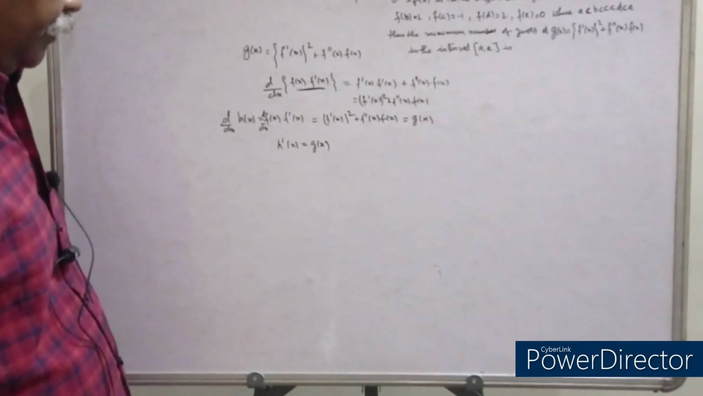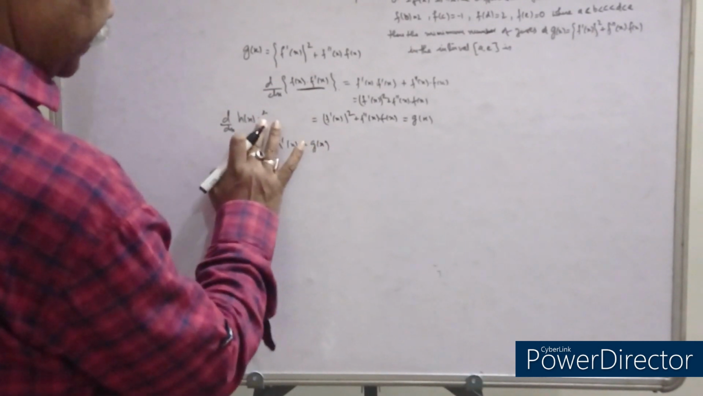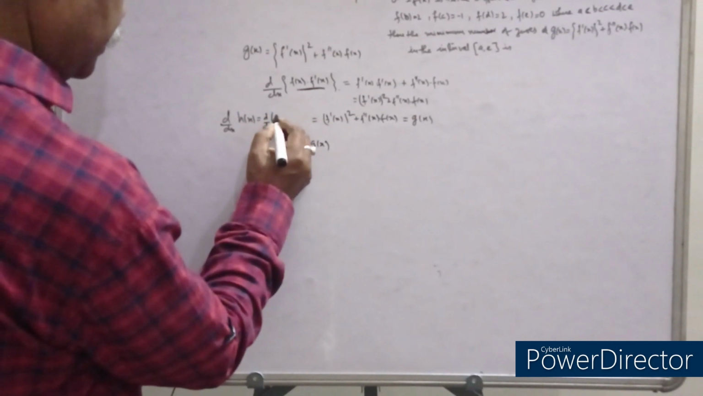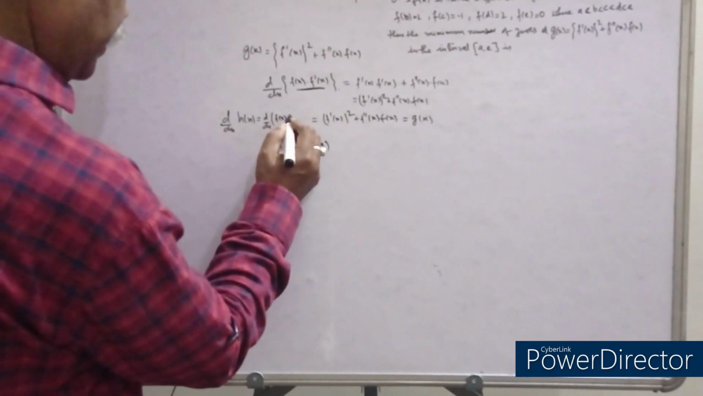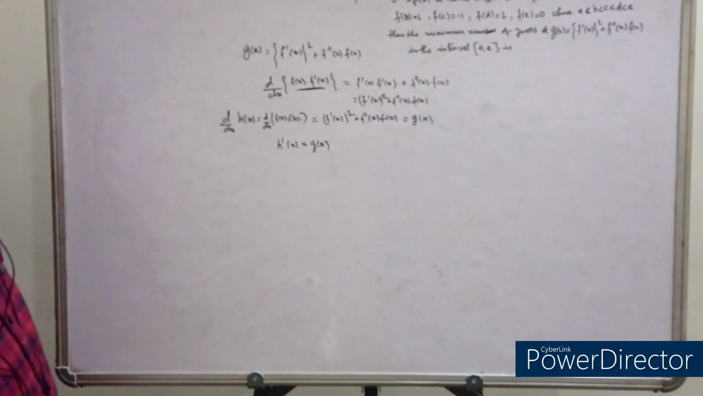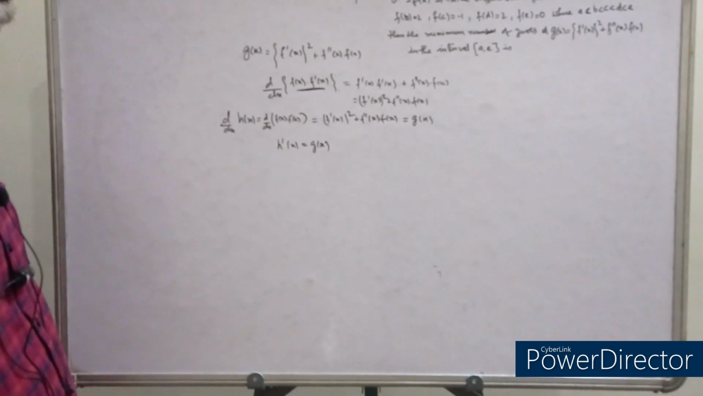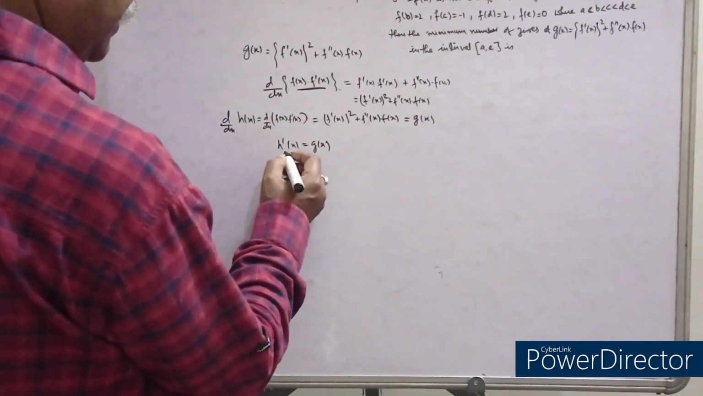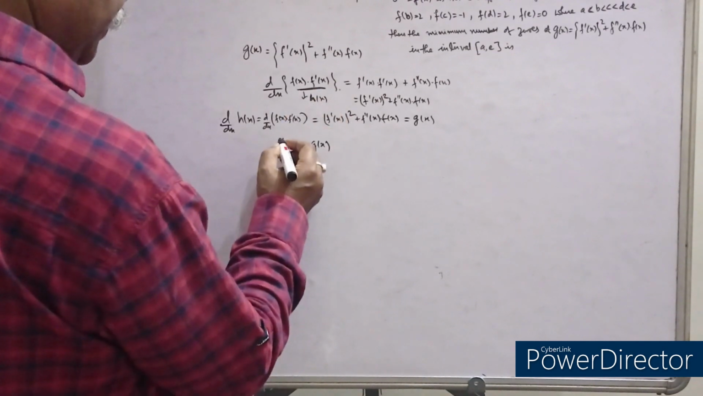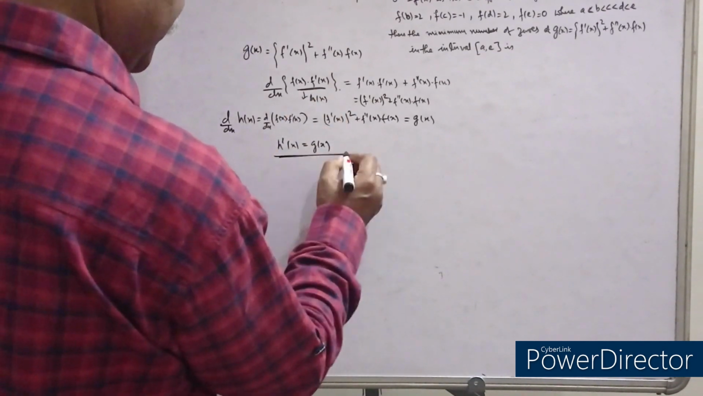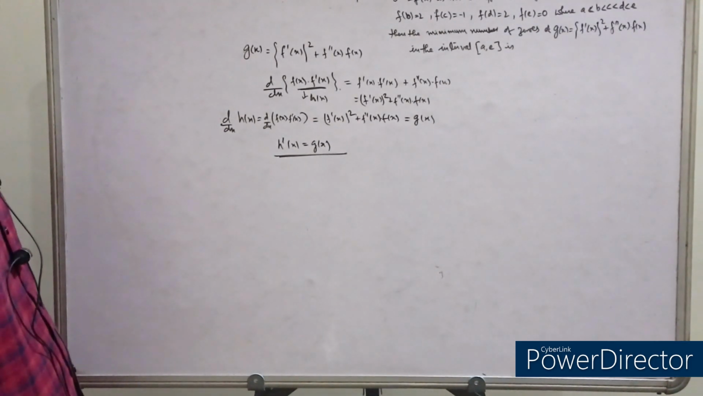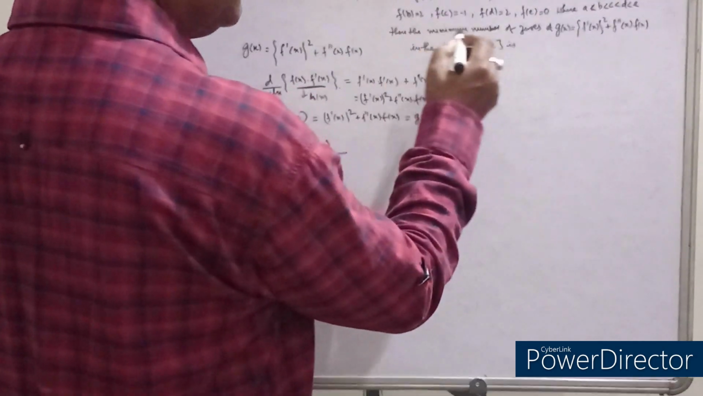So let me write it like this: d/dx of f(x) f'(x), the derivative of this, gives you g(x). I have considered this function as h(x), so here h'(x) is equal to g(x). Now let us come to these points.